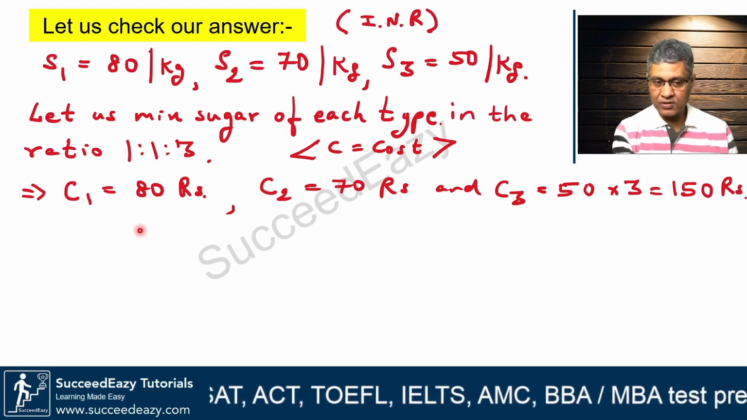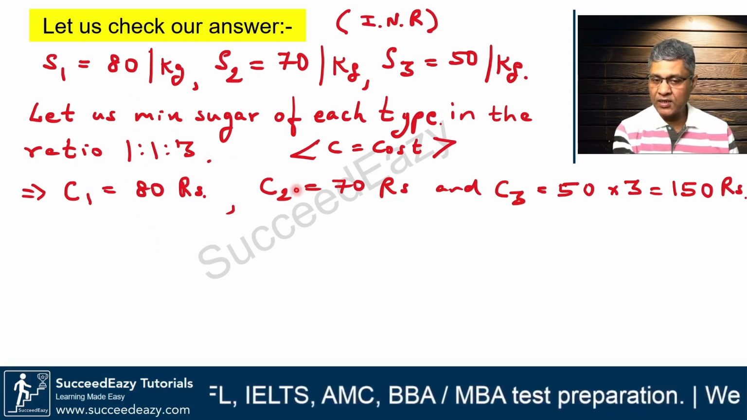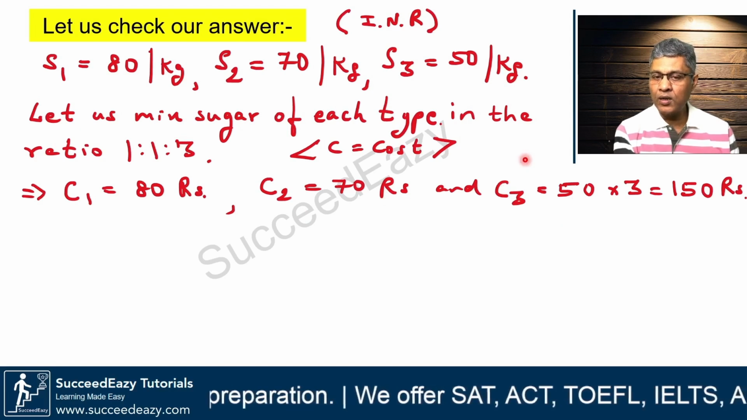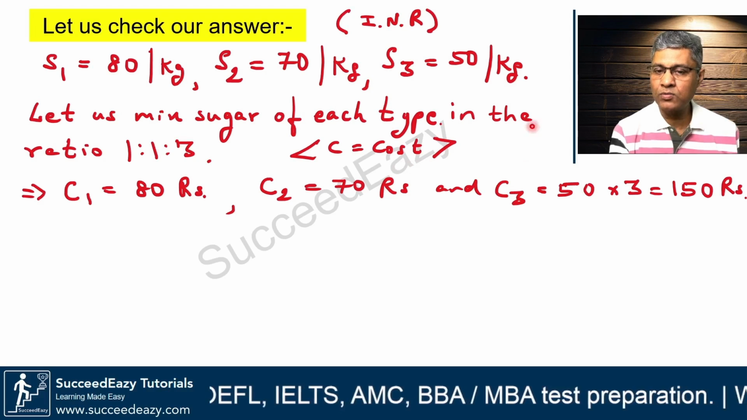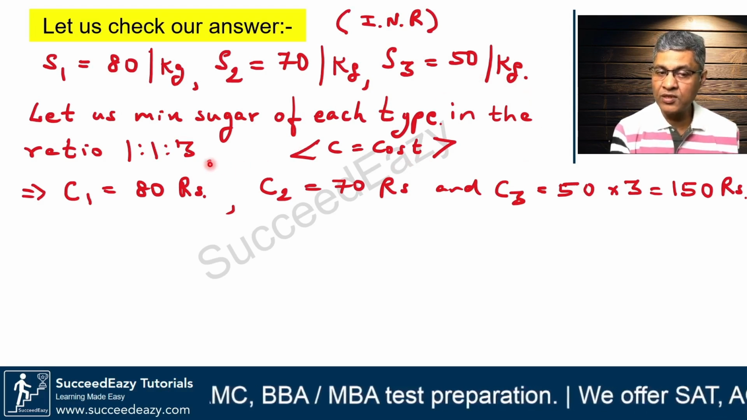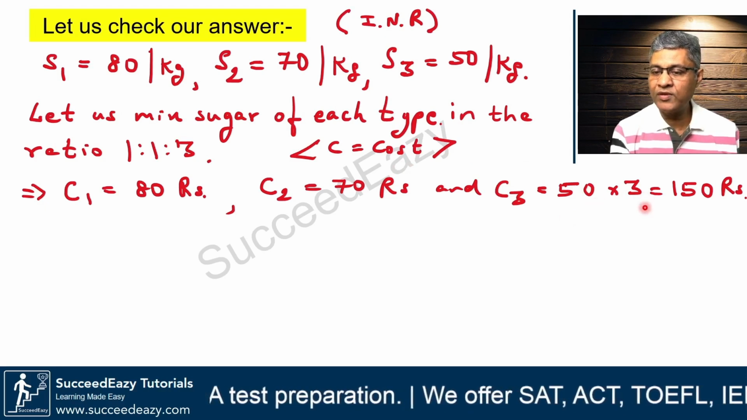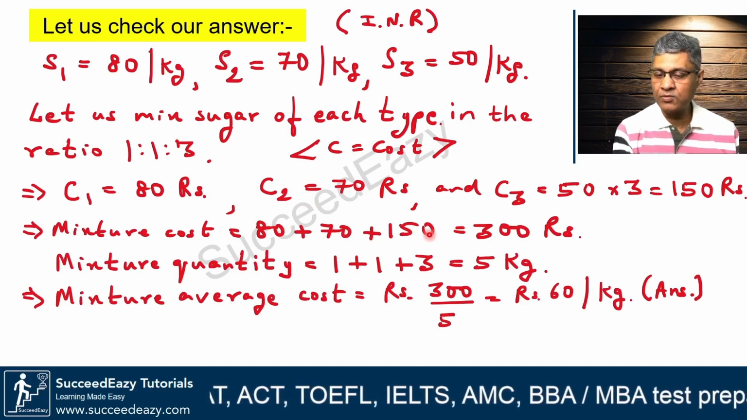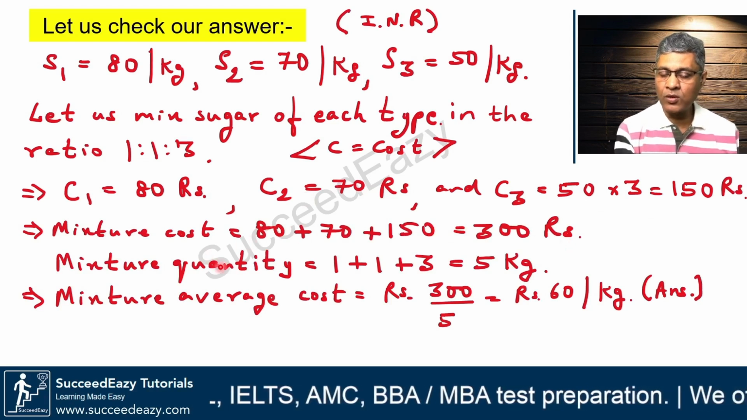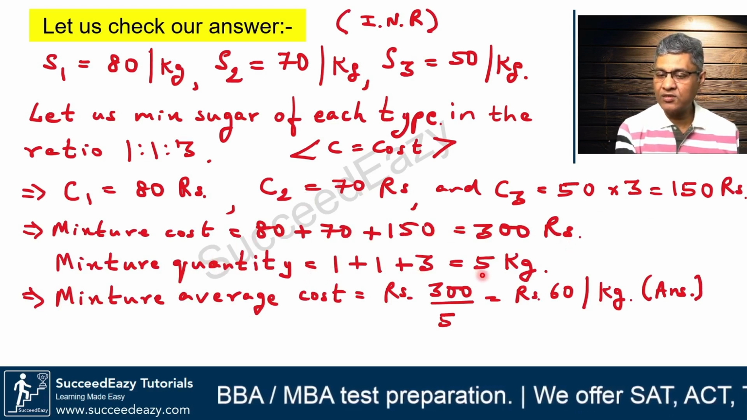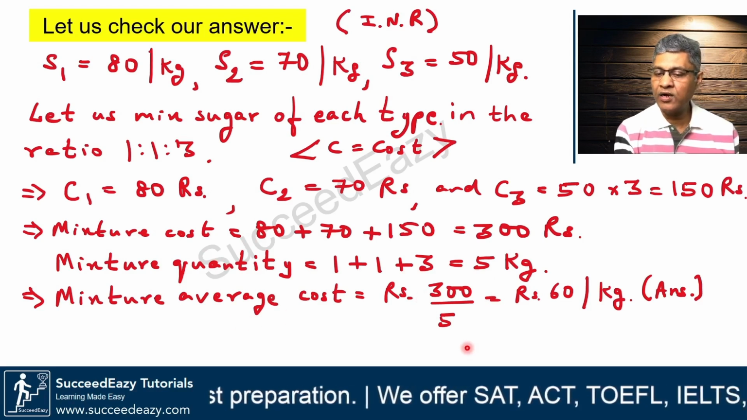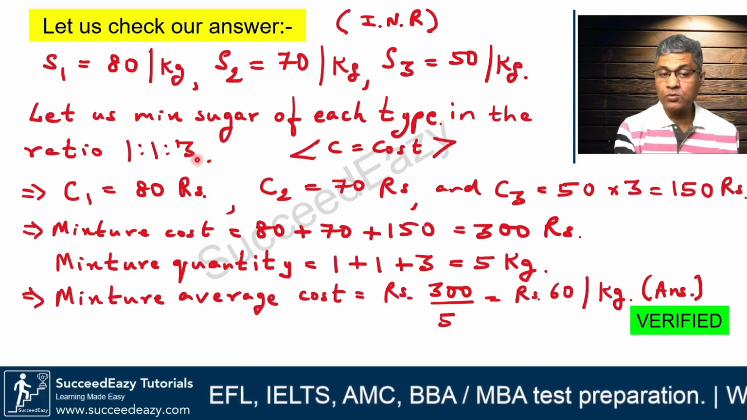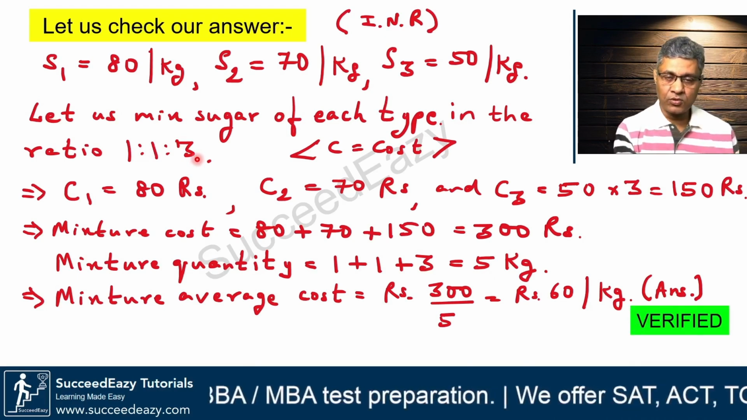So the first sugar type will cost us 80 rupees, the second type of sugar will cost us 70 rupees, and the third type will cost 50 rupees per kg. There are 3 parts, so you'll have to take 3 kgs of that. So that will be 50 into 3, that is 150 rupees. So what will be the mixture cost? Mixture cost will be 80 plus 70 plus 150, that is 300 rupees. Whereas the mixture quantity is 1 plus 1 plus 3, that is 5 kg. So what is the average mixture cost? 300 divided by 5, that is rupees 60 per kg. That's our answer. So our answer 1:1:3 that we found in the previous question stands verified.